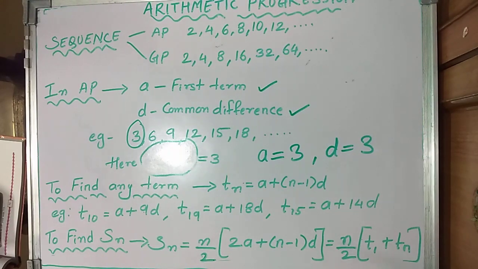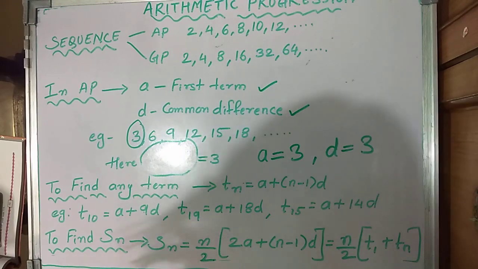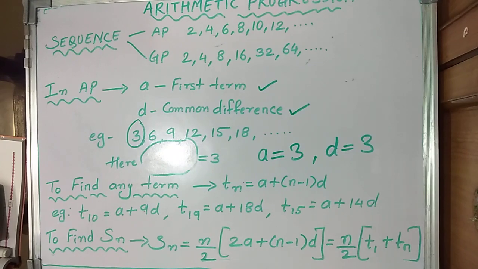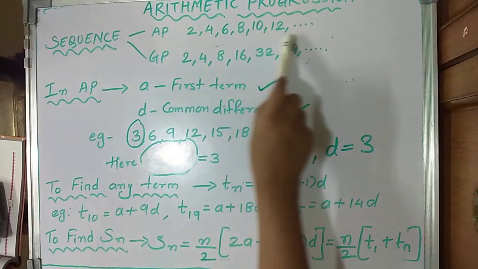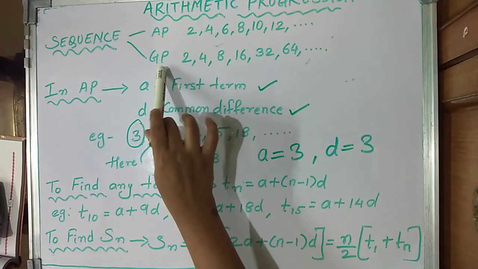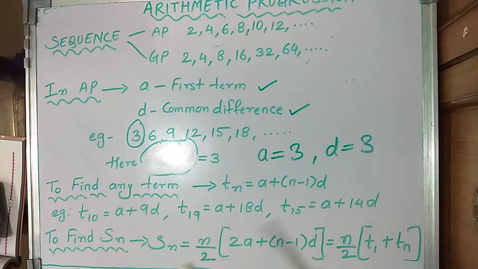In Arithmetic Progression, we'll do a quick revision before starting with the next exercise. The first thing that we learned in Arithmetic Progression was sequence. A sequence is a kind of arrangement of numbers in a particular pattern. We learned two kinds of arrangements. One was arithmetic progression, the other was geometric progression. Let's quickly see what is arithmetic progression and what is geometric progression.